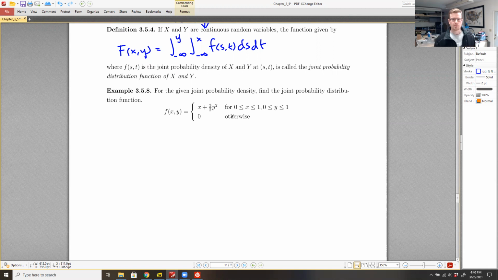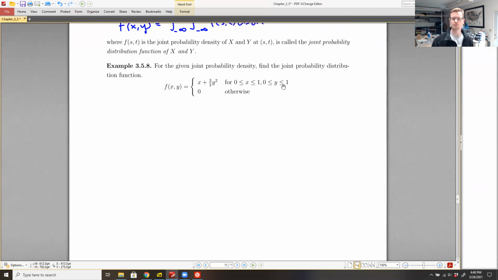And what we want to do is find the joint probability distribution function for this joint probability density function. We already took a look at this function, so I don't think there's a huge need for us to really reinvestigate the integration. We just want to understand what integrals we need to perform.